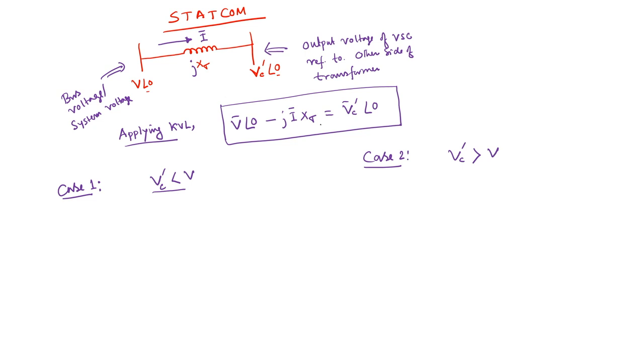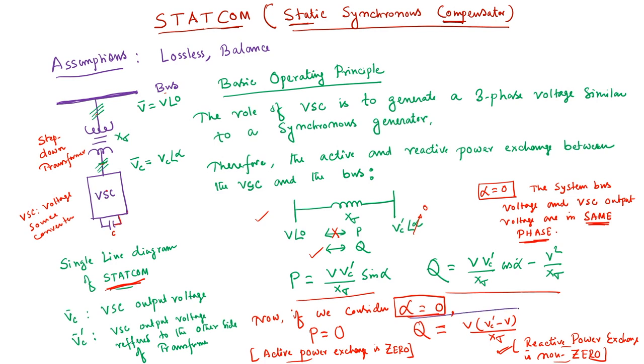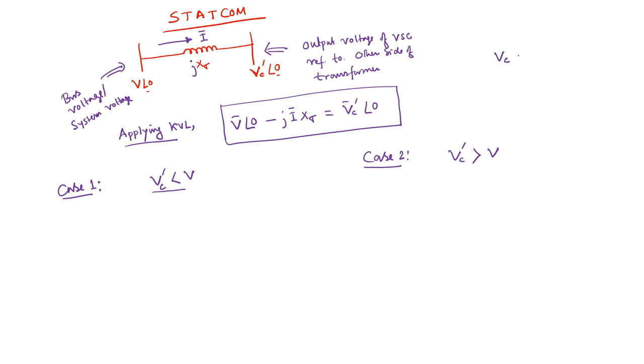Now, if V c dash is equal to V, both would be equal and there will be no reactive power exchange either. So, V c dash, that is the output voltage of the VSC referred to the other side of the transformer, should be either higher than the system voltage or lower than the system voltage. If V c dash is equal to V, as you can see from this equation, no reactive power exchange is possible. So, V c dash equal to V means Q is equal to 0. That is why I did not consider that case. Okay. So, I hope this is understandable to you.